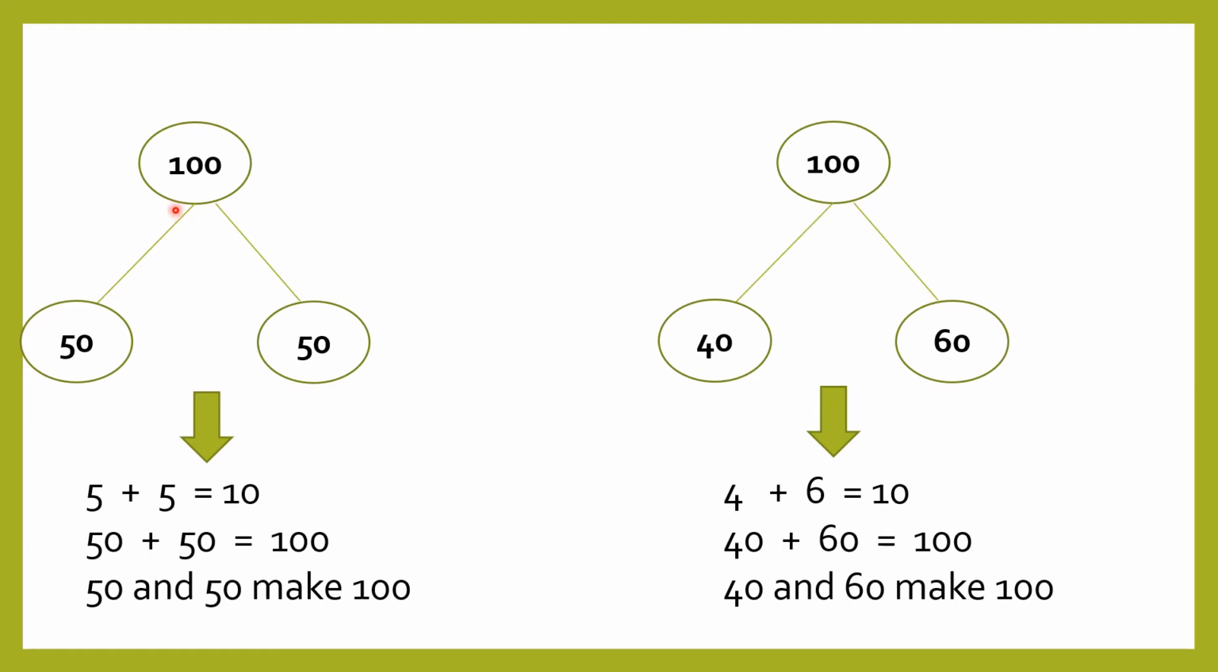Look at this. Another number pair of 100 is 50 and 50. How? 5 plus 5 is 10. So 50 plus 50 would be 100. 4 plus 6 is 10. So 40 plus 60 would be 100. Okay? So how would I write the statement? 50 and 50 make 100. 40 and 60 make 100. So it's really very simple.